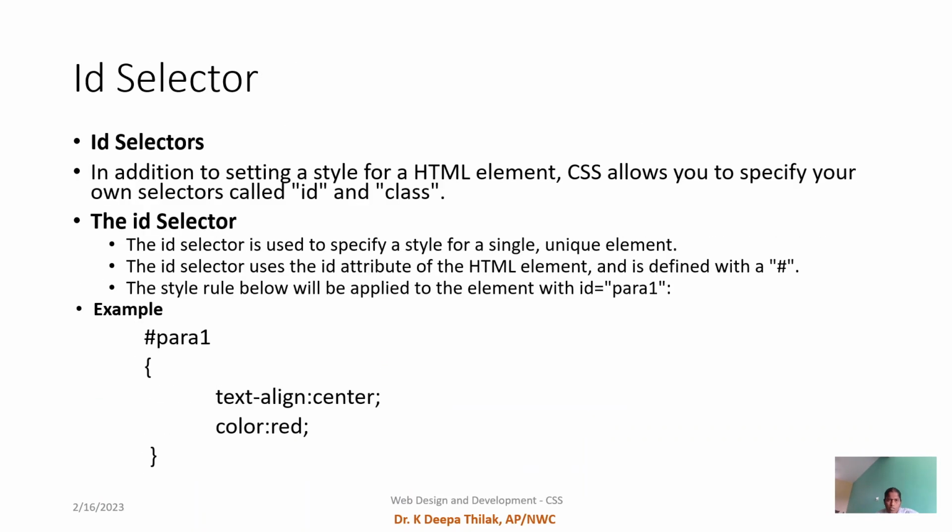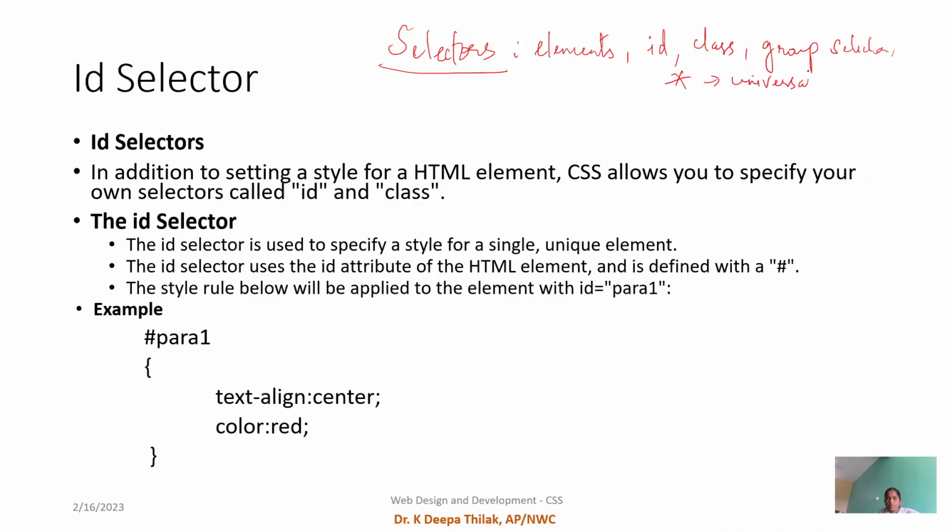Next come the selectors. What are the different types of selectors we have? This is the basic thing we should know. Nowadays many combinations have come. First, I can give the styling for my element type. I can make it for an ID, and I can use it for a class. I can also group the styling information, which is called group selectors, and also we have a star, which is called the universal selector. So these are the things I can use.